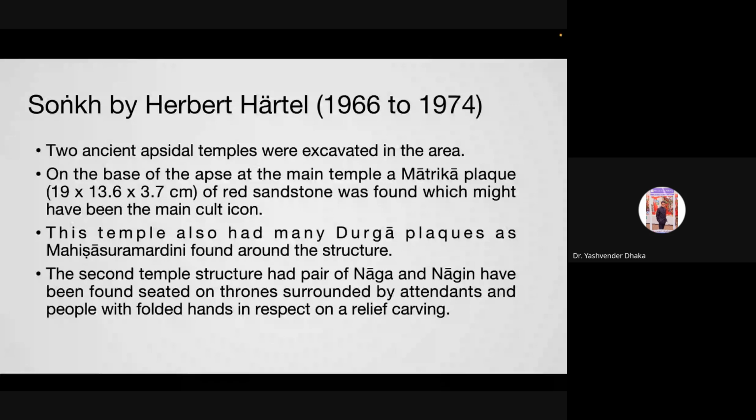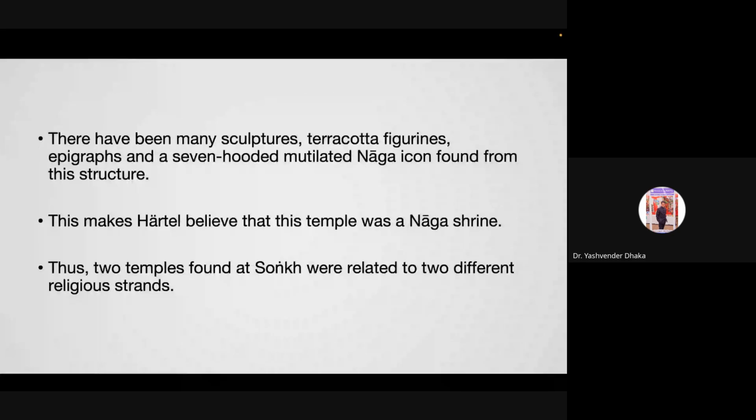Now, the second temple that Hartel excavated had a pair of Naga and Nagini, seated on thrones, surrounded by attendants and people with folded hands in respect, in relief carving. So, this second temple is much more elaborate than the first temple, and there have been sculptures, terracotta figurines, epigraphs, and a seven-hooded mutilated Naga icon found from this structure. So most probably this seven-hooded mutilated Naga was the chief deity in the second temple.